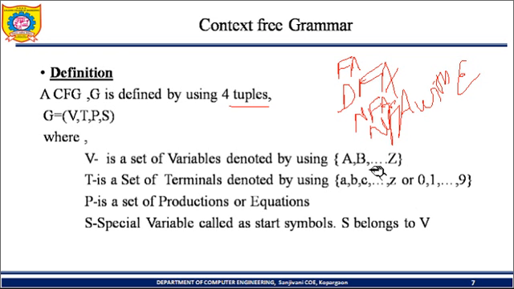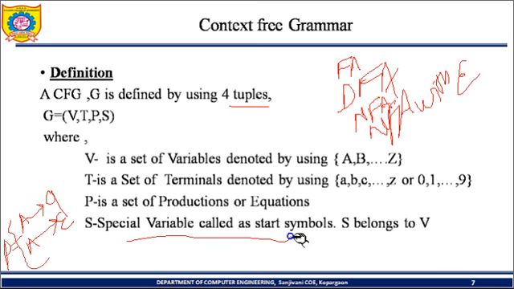T is the set of terminals, which are denoted by using small letters a to z or digits 0 to 9. P is the set of productions or equations. For example, A tends to 0A tends to epsilon. So these are the productions or equations, the set of productions, and this is the capital P. And S is the special symbol, also called the start symbol, where S belongs to V. Here, if we say that this grammar is like this, then here S is the start symbol of the grammar.